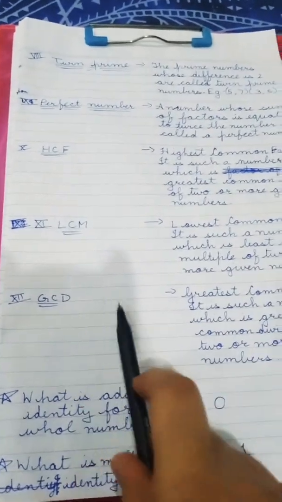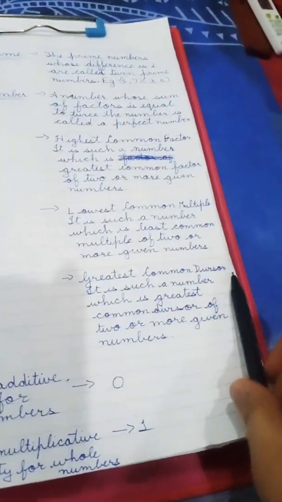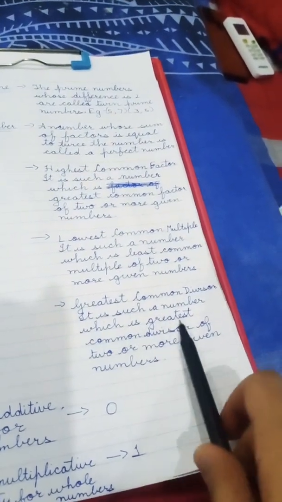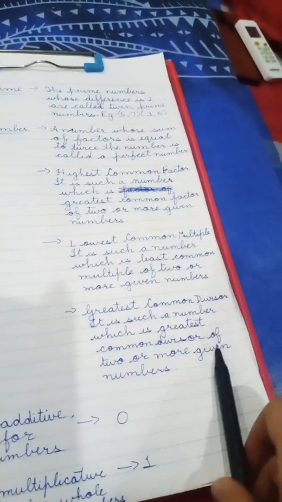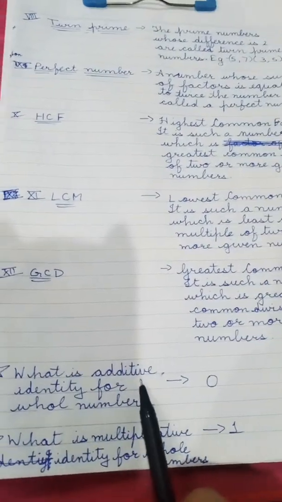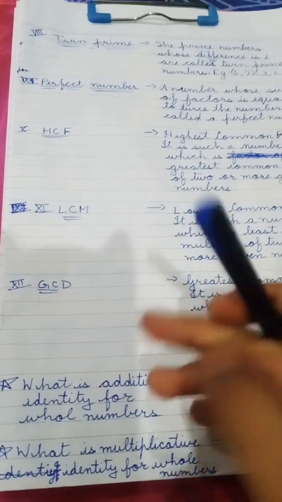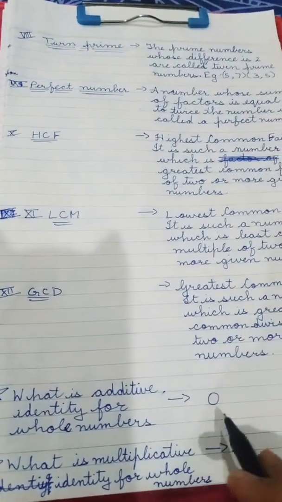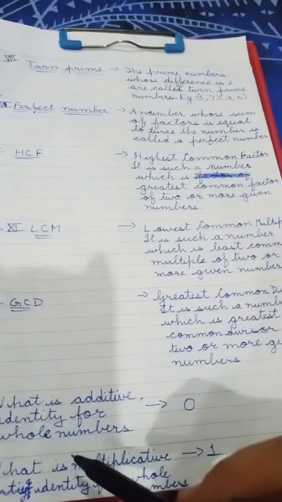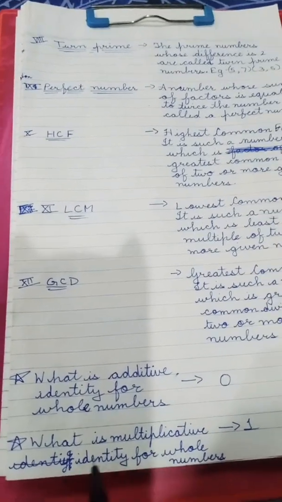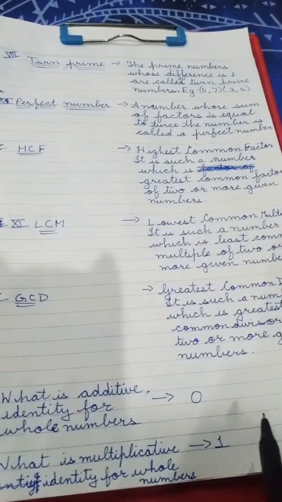Next is GCD, greatest common divisor. It is such a number which is the greatest common divisor of two or more given numbers. Next is, what is additive identity for whole numbers? 0 is additive identity for whole numbers. What is multiplicative identity for whole numbers? 1 is multiplicative identity for whole numbers.